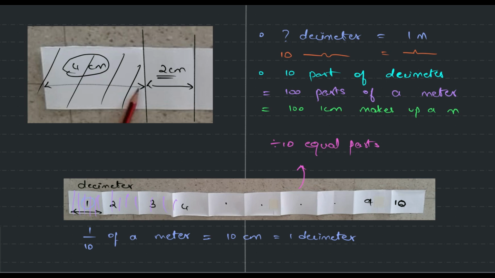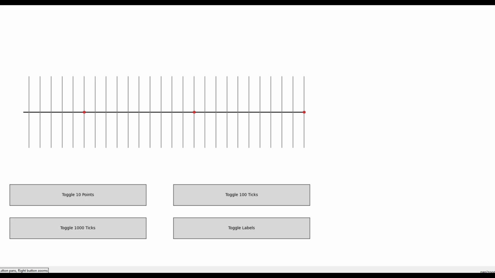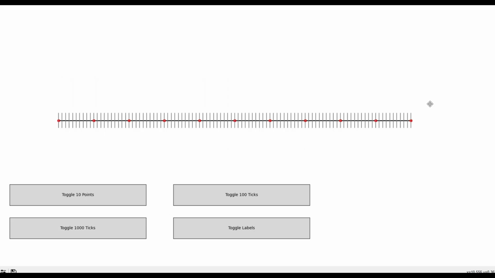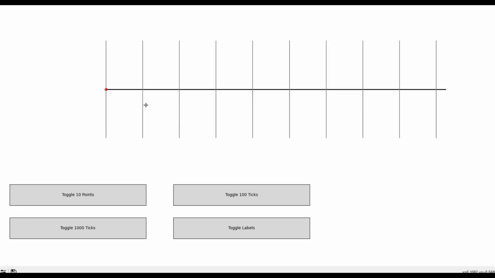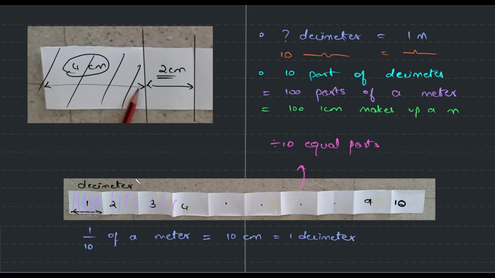Okay. So basically, if this image happened to represent 1 meter, the distance between two red dots is 1 decimeter. And the distance between each of the small section is 1 centimeter. And that's how you get 1 centimeter from 1 meter. Okay, by folding into 10 parts and taking up one of that and folding it to 10 more parts.